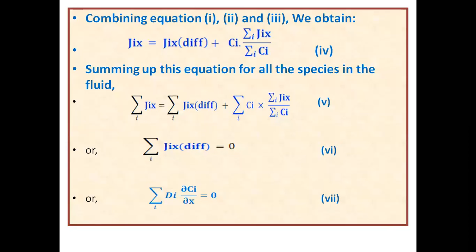Combining the previous equations 1, 2, and 3, which we have discussed earlier, the total Jix equals Jix diffusion plus Ci times the summation of all the fluxes. Summing up this equation for all the species in the fluid, ultimately the summation of Jix of the ith species equals the summation of Jix diffusion of the ith species plus the concentration of all the ith species into Jx by the summation of Ci. Or, the summation of Jix diffusion equals 0, or the summation of Di dCi by dx, the rate of change of concentration with respect to distance, comes to 0.